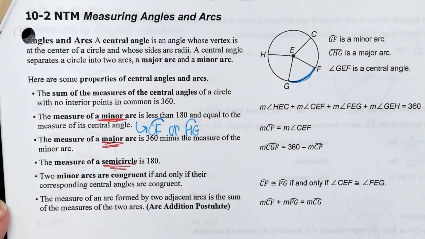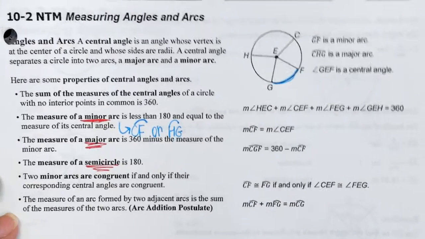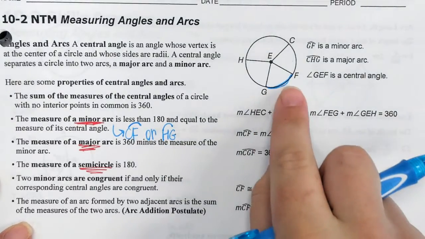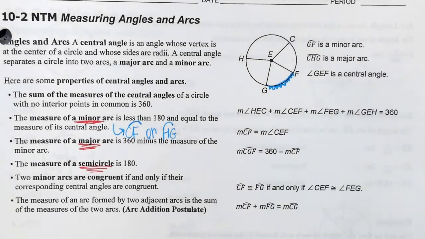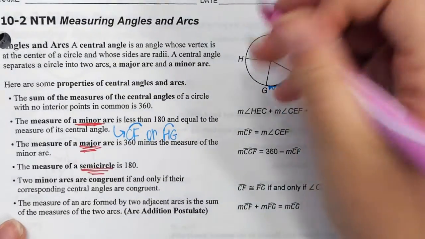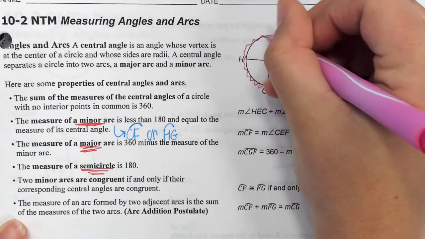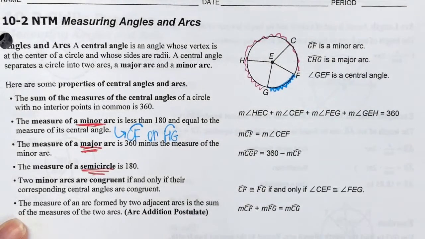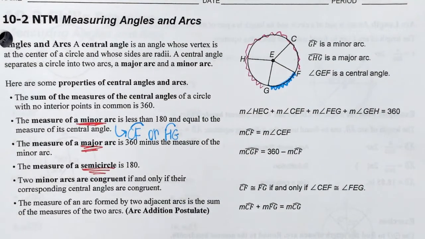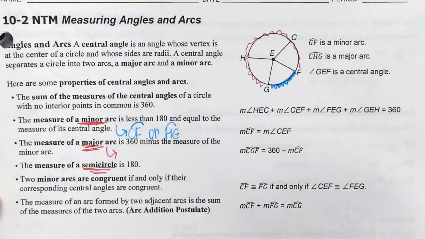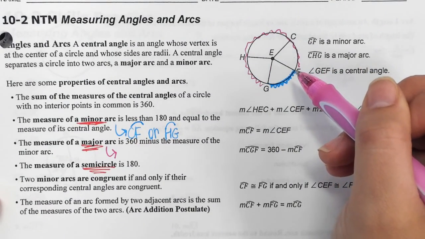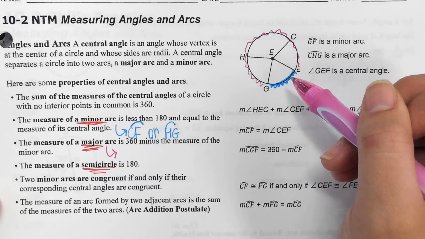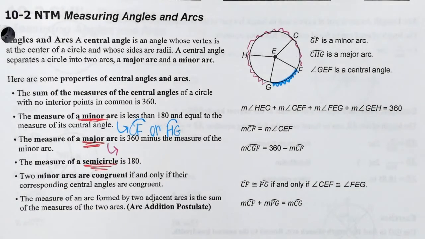Here's the difference between how you read a minor and a major. How do I know that I'm talking about GF right here, about this arc? How do I know the difference between this GF and this GF? If it's going to be a major, there has to be 3 points. That's how you tell the difference. So, for example, a major arc, so if I'm talking about this one that I did in pink, I have to use a 3rd point. The 3rd point doesn't matter as long as it's in between the 2 endpoints.